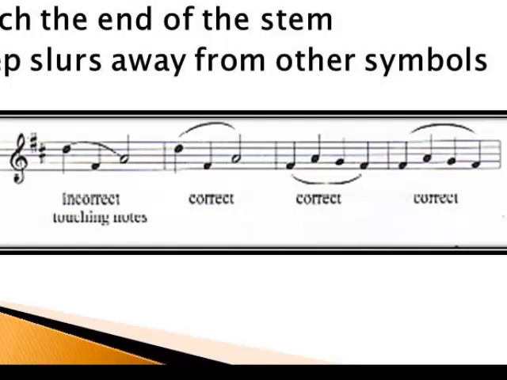Also, the next one is also correct. We're going from note head to note head, and the slur is going under the notes because obviously the stems are going up. It's also correct on the last example as well. You can also have your slur going from stem to stem.